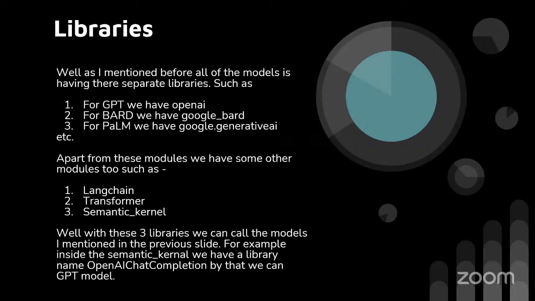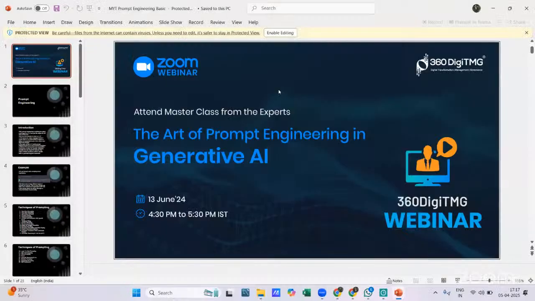Libraries. Well, as I mentioned before, these models have separate libraries: for GPT we have OpenAI, for Bard we have Google Bard, and for PaLM we have google.generativeai. Apart from these modules, we have some other modules too, such as LangChain, Transformers, and Semantic Kernel. With these libraries, we can call the models I mentioned in the previous slide. For example, inside Semantic Kernel, we have a library named OpenAI Chat Completion. By that, we can call the GPT model. Thank you, guys.